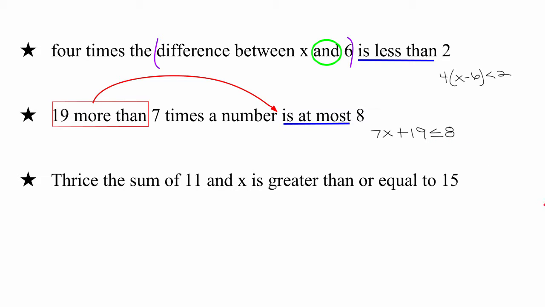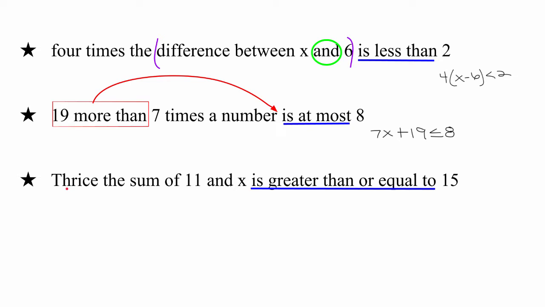Let's do the next translation. Thrice the sum of 11 and x is greater than or equal to 15. Now, thrice is not an error. That means 3 times. I see the word "is," my head says equal sign, but it says "is greater than or equal to." So that is my inequality symbol. I'm going to go to the front of my notes, or I'm on the front of my notes, sorry. So I'm going to look at my notes and see, hey, what symbol goes with this? That would be my greater than or equal to symbol.